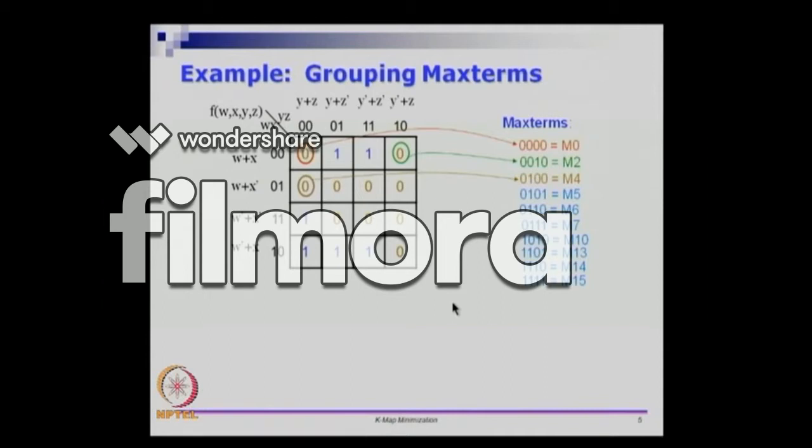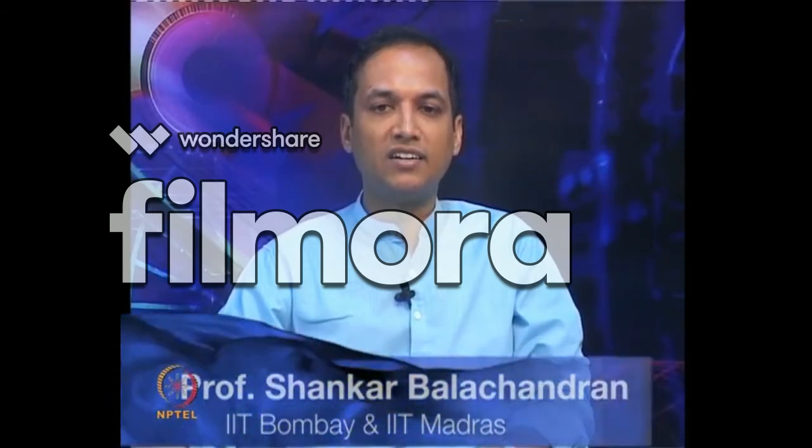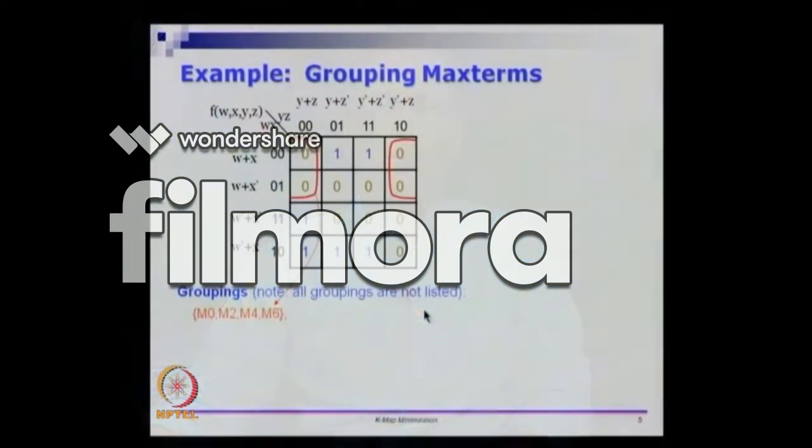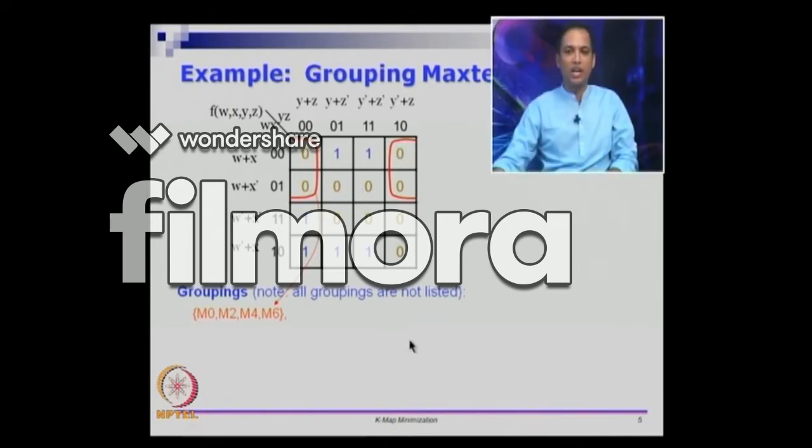The same rules as we did earlier apply, except that we are going to group zeros. We are still going to group in powers of 2. We can only group adjacent cells, and for product of sums we can only group zeros. Let us see the various groupings that are there. So this is a grouping because these are 4 zeros that are adjacent to each other. So it's a square that we are looking at. Right? There are several other groupings.